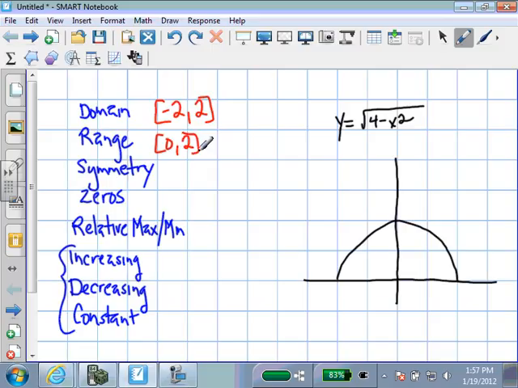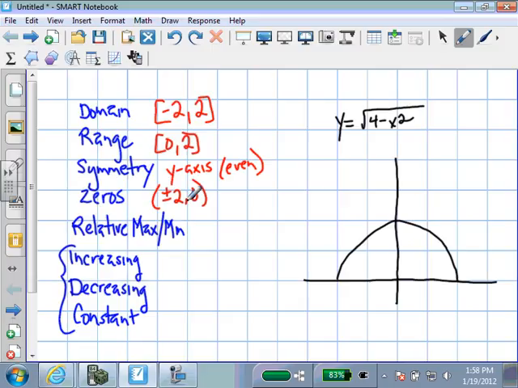Symmetry, this graph has y-axis symmetry, and since it's a function, with y-axis symmetry, we can also use the word even. It has even symmetry. Its zeros, in other words, its x-intercepts, are at (-2, 0) and (2, 0). So plus or minus 2 and 0. That's a point.